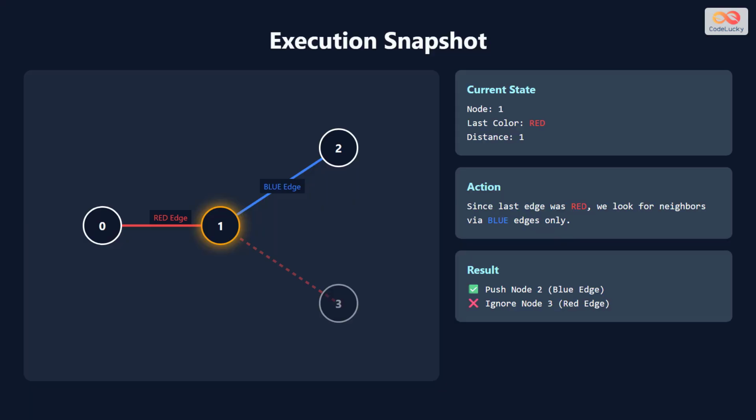Here is a snapshot of the execution. We are at node 1, having arrived via a red edge. The algorithm checks neighbors. It sees a blue edge to node 2, which is valid, so we push node 2. It also sees a red edge to node 3, but we ignore it because we cannot follow red with red.